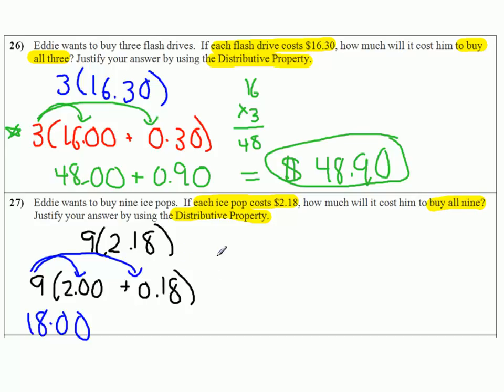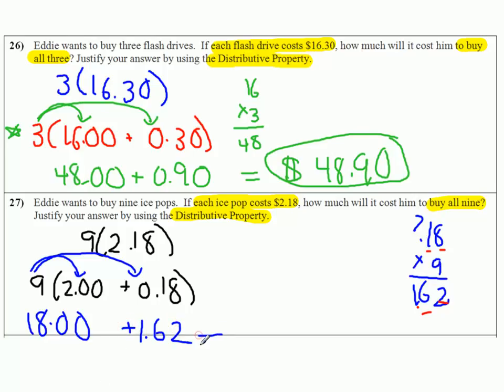9 times 18, not as easy. I actually had to do a little bit of work on the side, and I'll do it for you right now. 18 cents times 9. 9 times 8 is 72. 9 times 1 is 9, plus 7 makes 16. And just like we learned from decimals, if I have 2 decimal places in my problem, I need 2 decimal places in my answer. So that final answer for that multiplication is going to be $1.62.